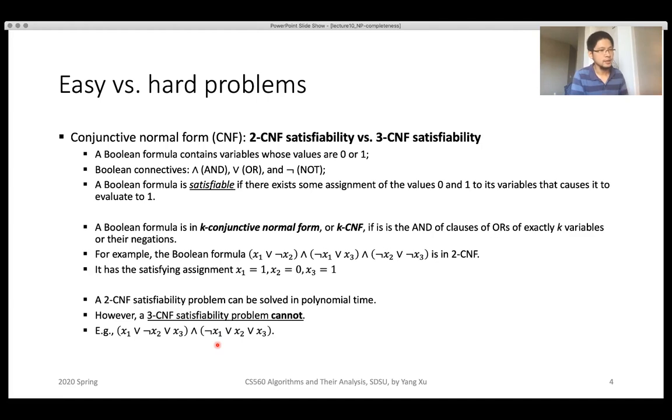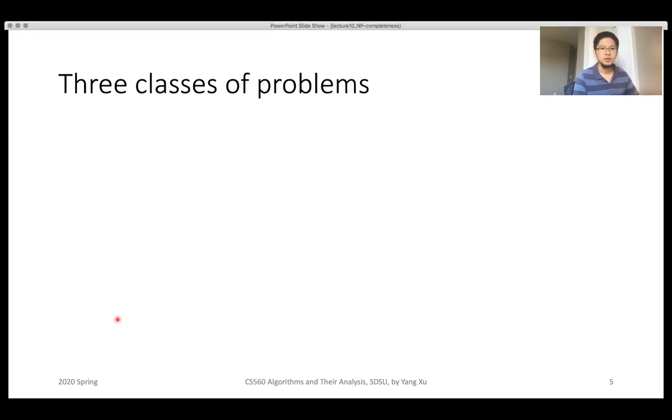Okay? So in the next slide, we're going to show a much clearer, theoretical definition of the difference. Based on the difficulty of the problems, theoretical computer science defines three classes of problems. The first class is called P, and this class of problems is solvable in polynomial time. The P comes from the P in polynomial.